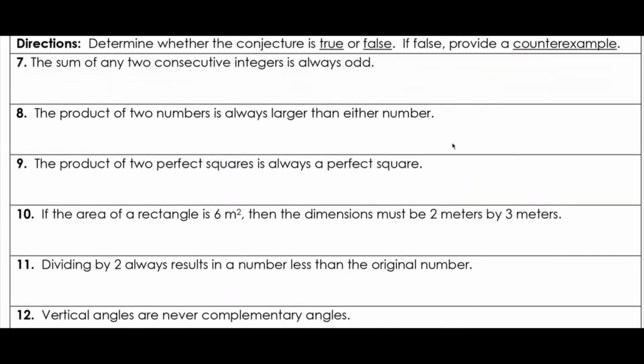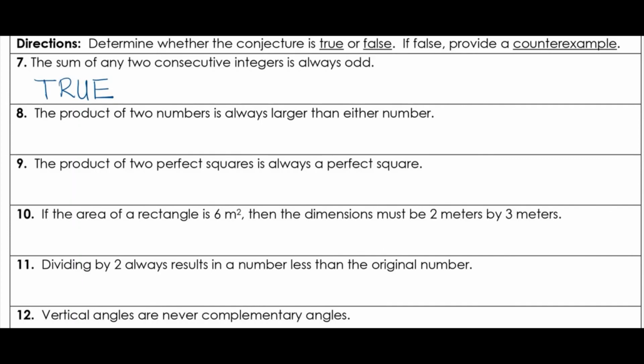So looking at number 7, the sum of any two consecutive integers is always odd. You have to determine if that's true or false. It's basically saying 1 plus 2 is 3, 2 plus 3 is 5, 3 plus 4 is 7. Is that always odd? Am I ever going to get an even number? No, I'm never going to get an even number if I add two consecutive integers. So this is a true conjecture.